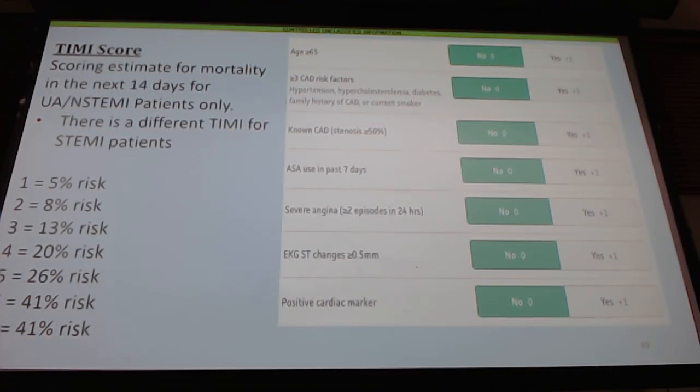Another tool to help you with your medical decision making, and this is in addition to the heart score, is your TIMI score. Okay. Now, there's 2 versions of the TIMI score. There's the one for unstable angina and NSTEMI patients, and then there's one that's for STEMI patients. The point of using this tool is it helps give you objective data based on studies of what is the risk that this patient with unstable angina or NSTEMI is going to die in the next 14 days. Okay, so that's what the TIMI score is going to tell you.